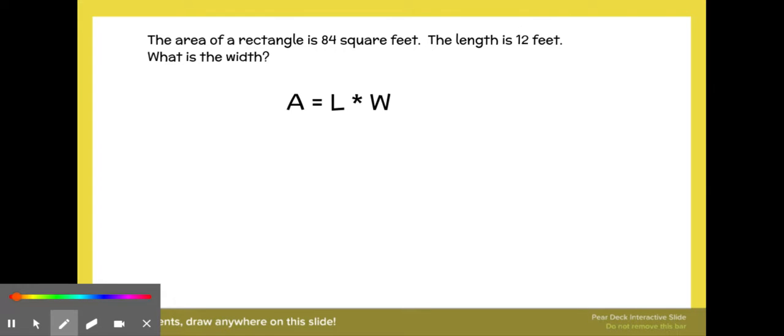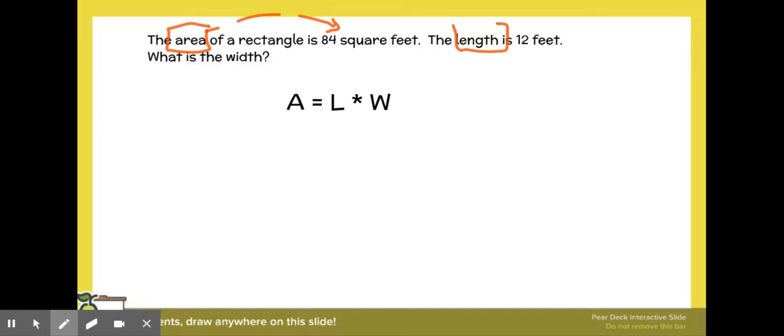There are a couple of questions where they don't give you a picture and they're not asking you to solve for area, they're asking you to solve for either the length or the width. So in this problem, it says the area of a rectangle is 84 square feet. The length is 12. What is the width?